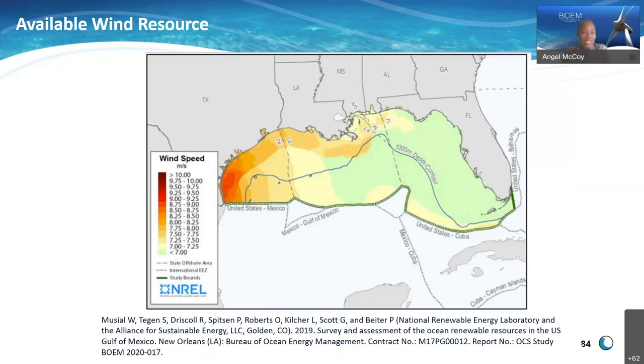Walt, I'm sure you recognize, Walt Musial from NREL, he presented earlier. And so this is an example of just model data provided by NREL that is freely available and that we mostly turn to in order to get an idea of the available wind resource.